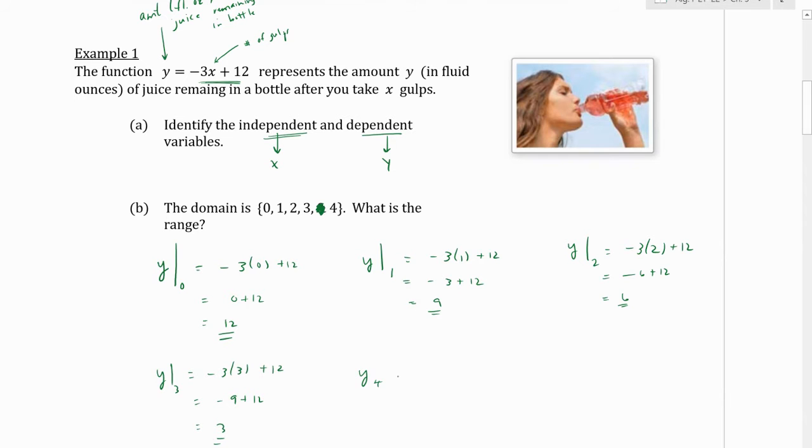And when I take 4 gulps, there's 0 fluid ounces left. So the range can be 0, 3, 6, 9, or 12.